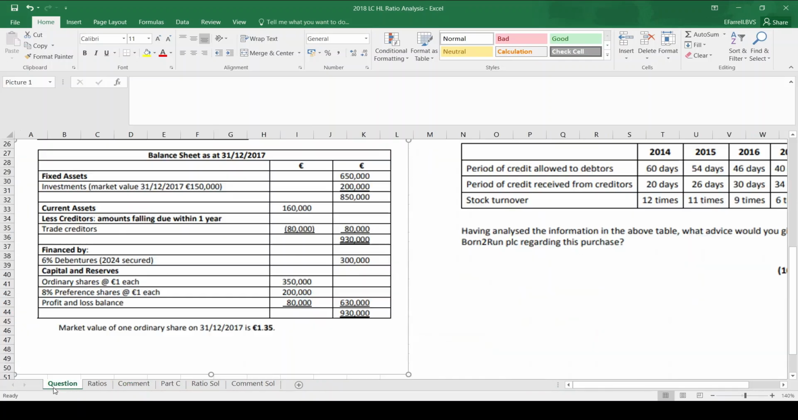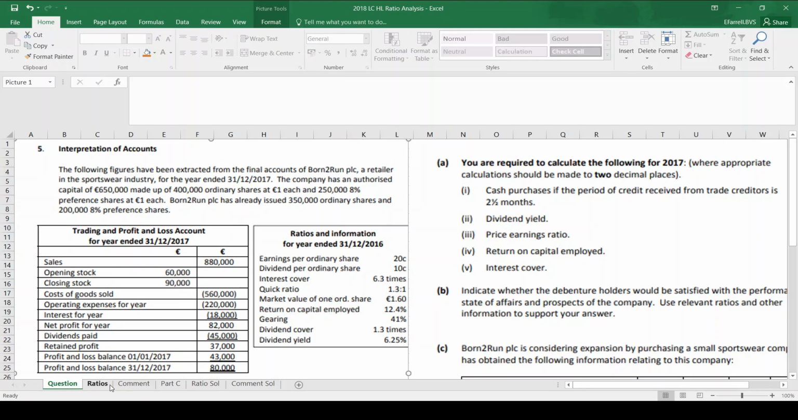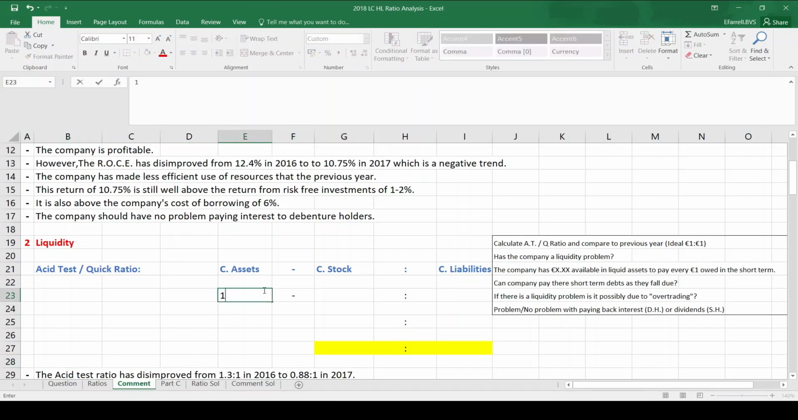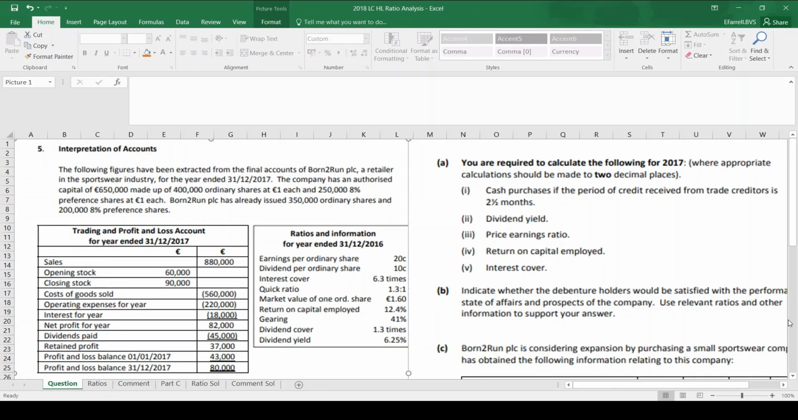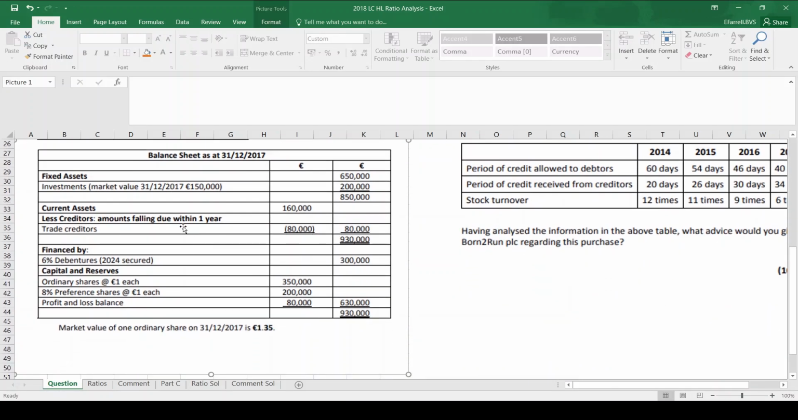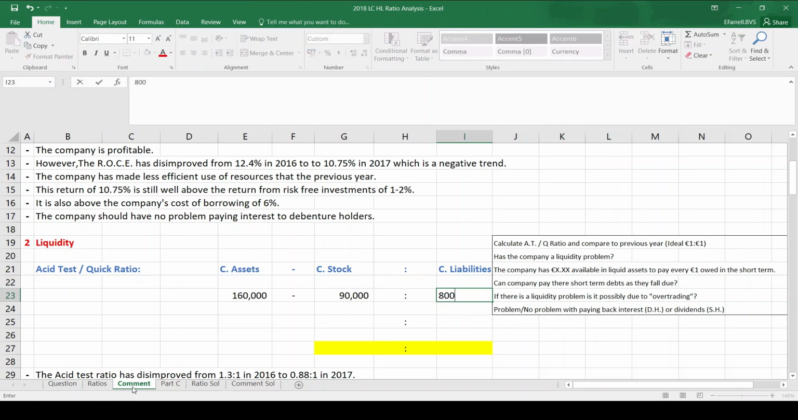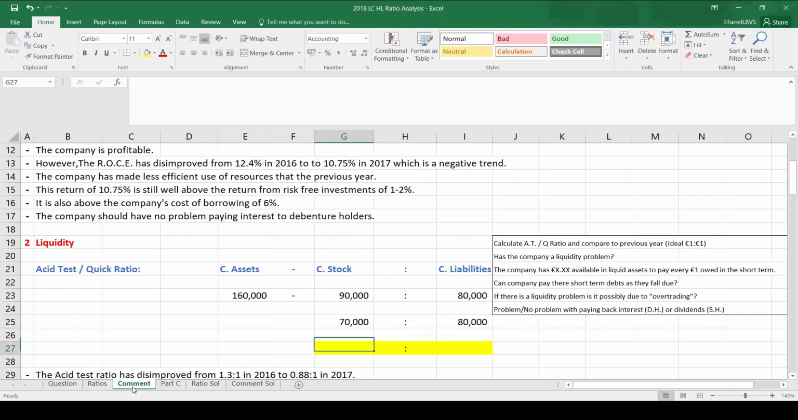So in the question, current assets are 160,000 and closing stock is 90,000. So here I'm going to have 160,000 minus 90,000, and we're going to compare that to current liabilities, which are liabilities less than 1 year. So liabilities less than 1 year are 80,000. So 160 minus 90 is 70,000, and we're comparing that to 80,000. So 70 divided by 80 is 0.88 is to 1.